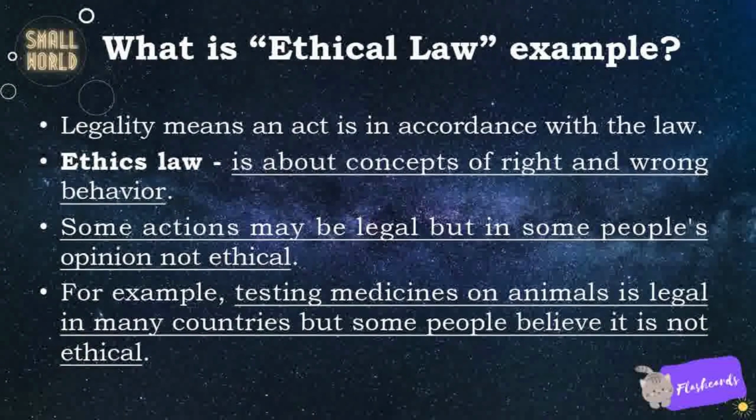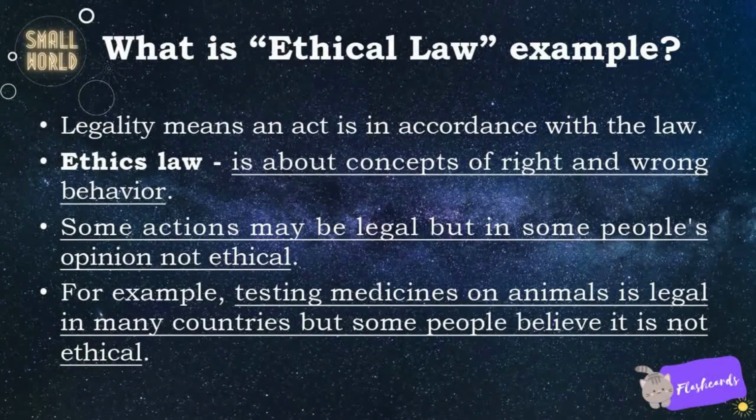What is ethical law? Example. Legality means an act is in accordance with the law. Ethics is about concepts of right and wrong behavior. Some actions may be legal but, in some people's opinion, not ethical. For example, testing medicines on animals is legal in many countries, but some people believe it is not ethical.